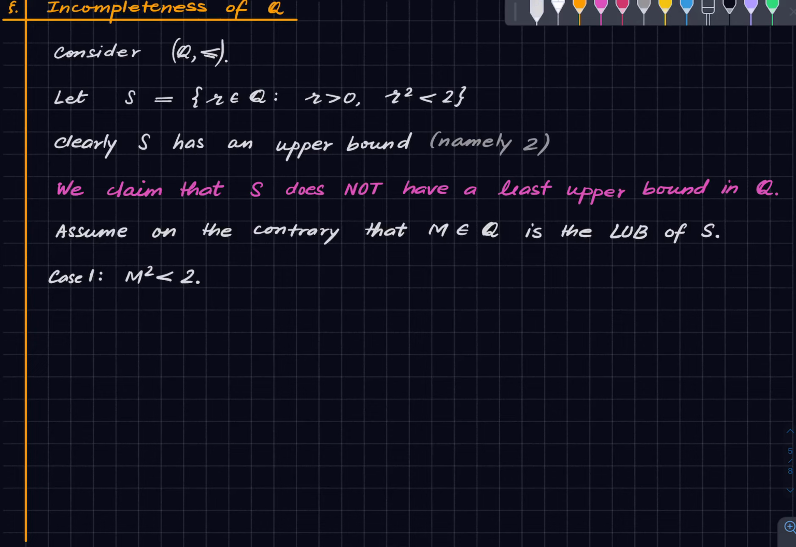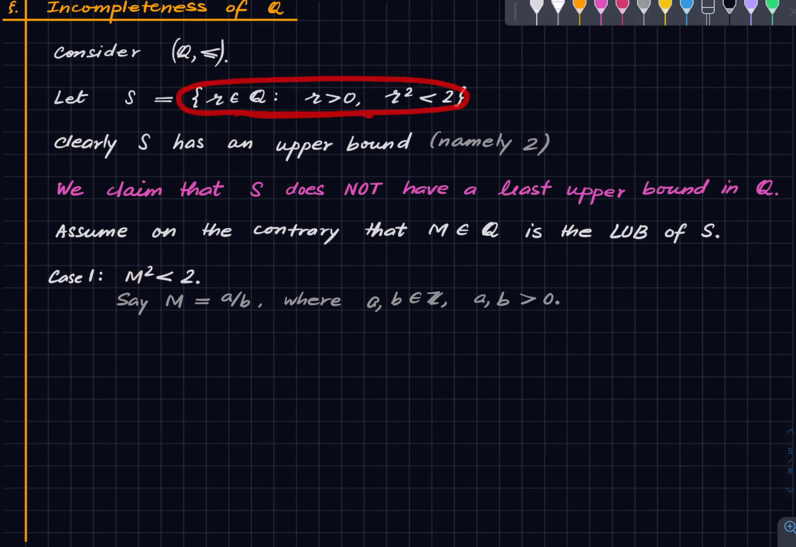So in this case, let us say, since M is a rational number, we can write M as A by B, where A and B are integers and both are positive. Why is that? Because M is after all a positive rational. Being an upper bound to a set which contains only positive things, M itself is positive, and hence you can write it as A by B, where both A and B are positive.